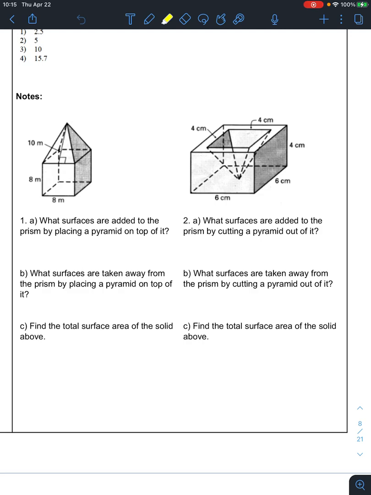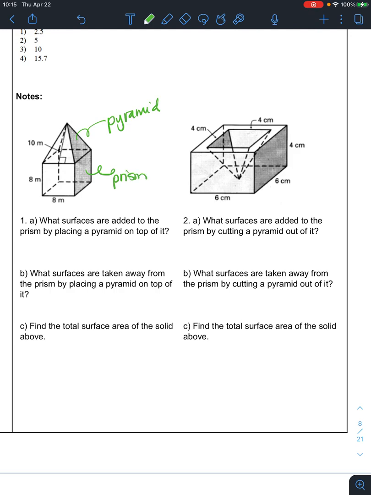Now, if you look at these two, you notice that we don't have a formula that tells us how to find number 1, like just straight up, this is what you plug in, this is what you do. But what I do notice is that this is a pyramid and this is a cube or a rectangular prism, right? And so we need to pay attention to those things.